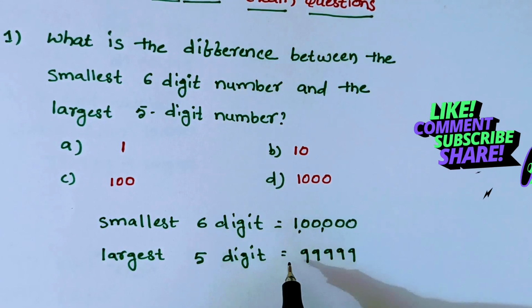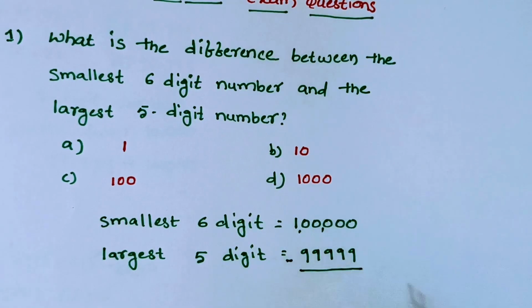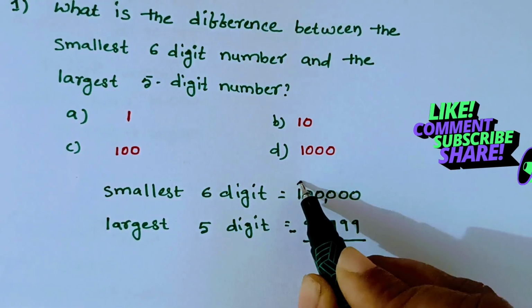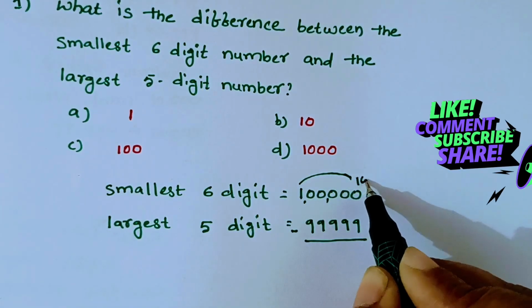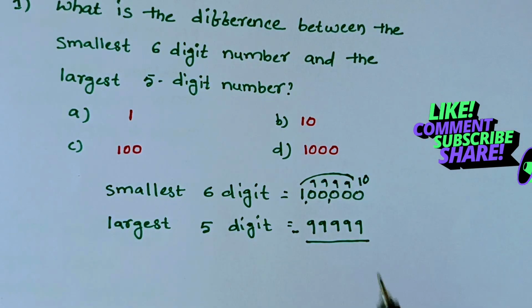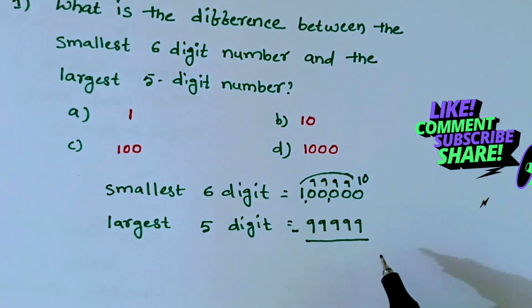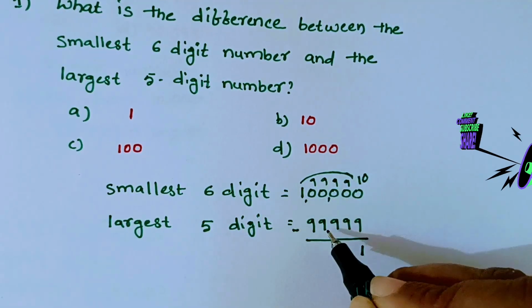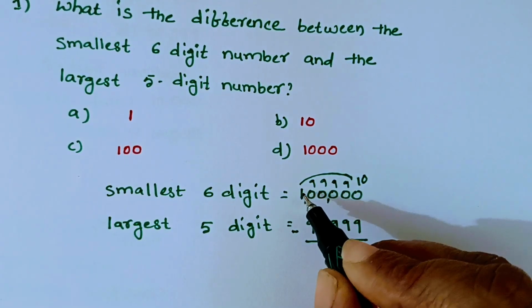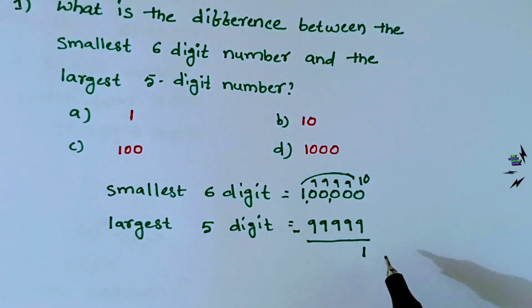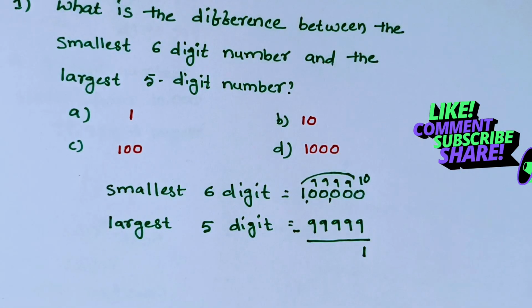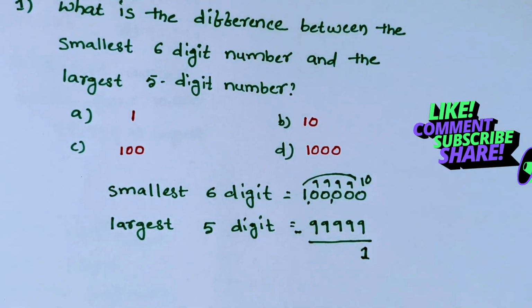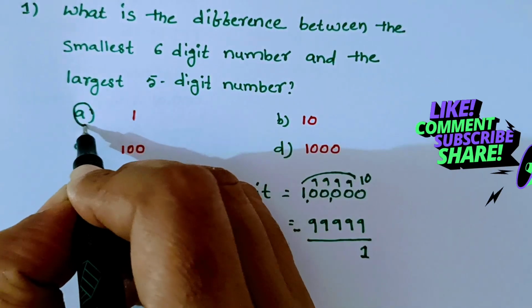Difference means subtract. Here all are zeros, so to get 10, borrow here. Remaining all are 9s. So 10 minus 9 is 1. 9 minus 1 is 0, 9 minus 9 is 0, 9 minus 9 is 0, 9 minus 9 is 0. So the difference between the smallest 6-digit number and the largest 5-digit number is 1. Option A is the correct answer.